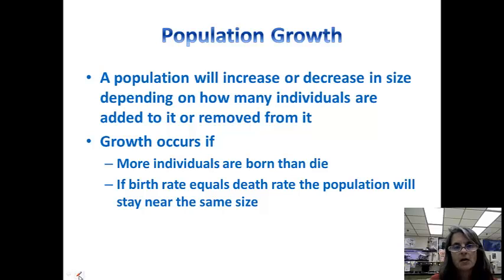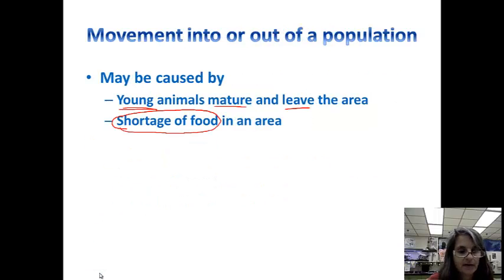Okay? So overall, I'm going back a slide, so hang on if you're taking notes. Population will increase or decrease in size, obviously, depending on how many individuals are added or removed from it. And of course, we are going to see population growth if more individuals are born than die, if more move in than leave, okay? And if births and deaths and immigration and emigration are equal, then our population is probably going to remain quite stable, okay?